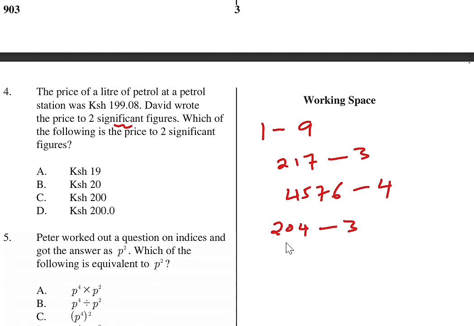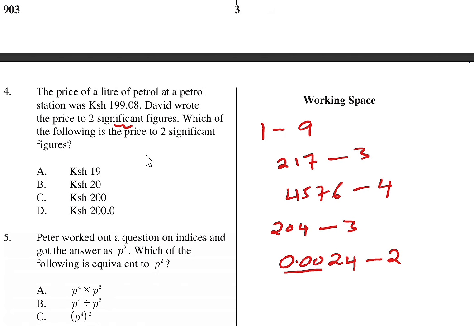When 0 is before a number, for example, we have 0.0024. If the 0s are in front of the significant figures, don't count them as significant figures. So this number has how many significant figures? You count 1, 2. So it has 2 significant figures. I hope you are getting it.